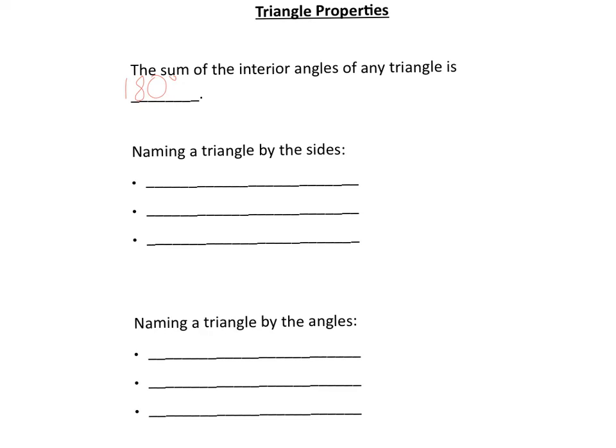Now there's 2 ways to name your triangle. You can name them either by the sides or the angles. If you're going to name them by the sides, the first one's going to be an equilateral. And it's an equilateral triangle, so that means that all 3 sides are going to be the same. The second one is isosceles. I'm typing, so mine fit nicely on the line. If yours don't fit nicely on the line, don't worry about it, just get the first words. Isosceles means that 2 sides are the same. The final one is scalene, and that means that none of the sides are the same.